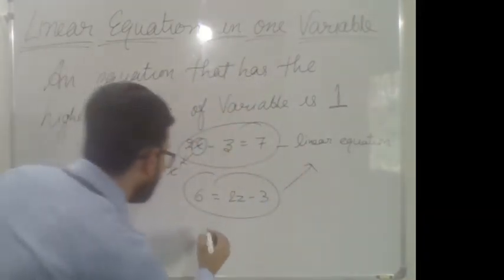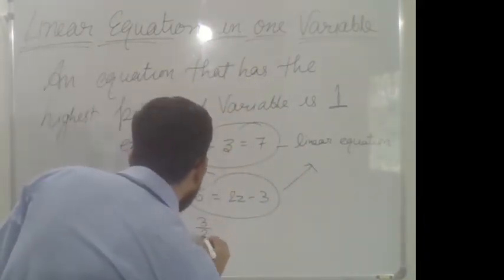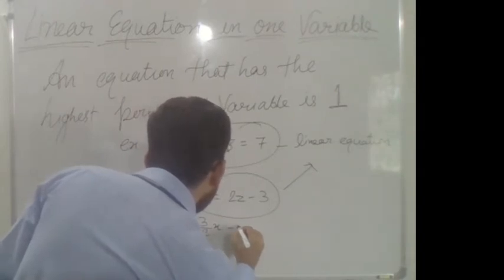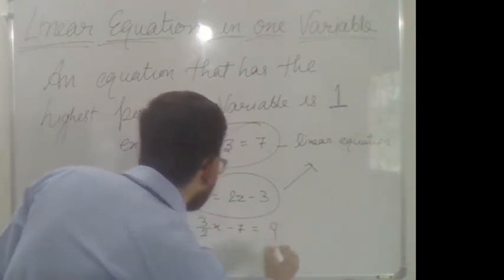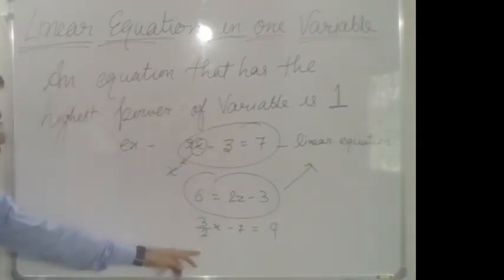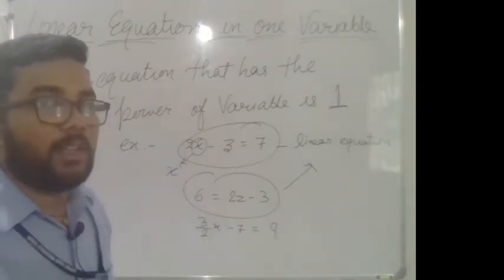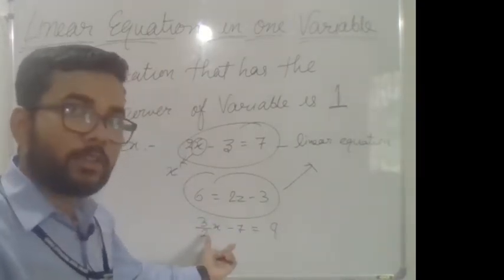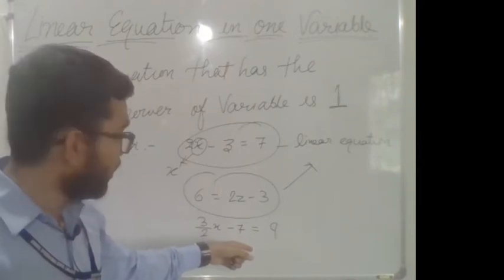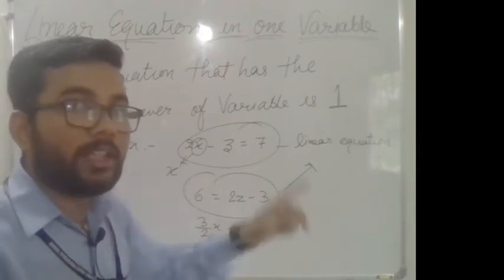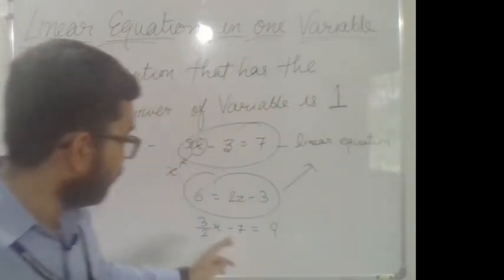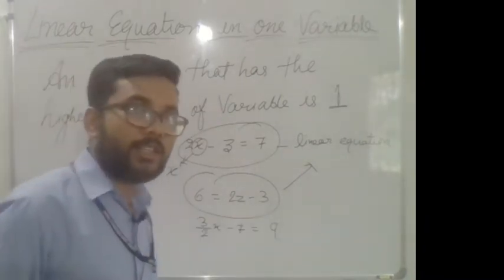Suppose 3 by 2 x minus 7 is equal to 9. This is also an example of a linear equation. Why? Because the variable in this equation has highest power 1. That is why it is also called a linear equation.